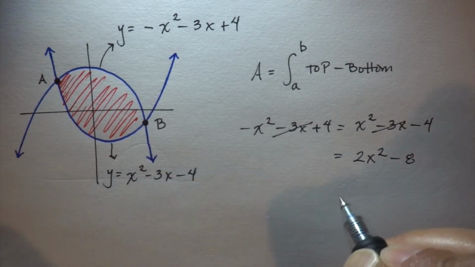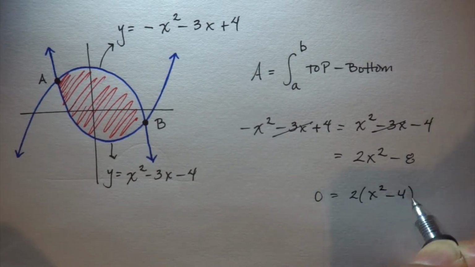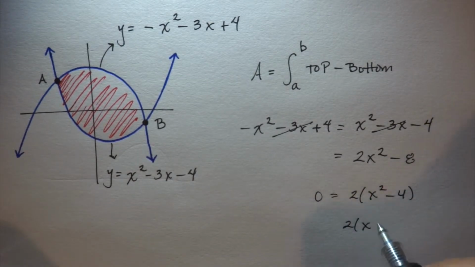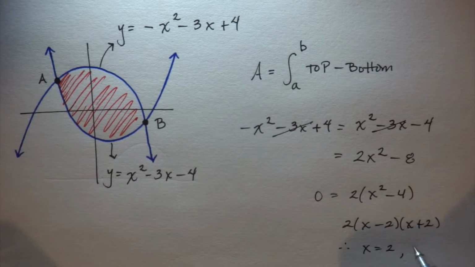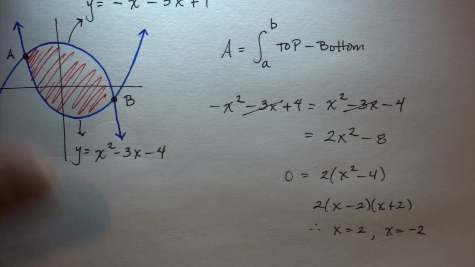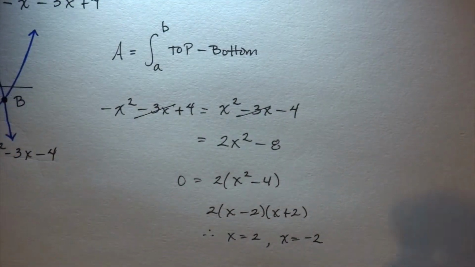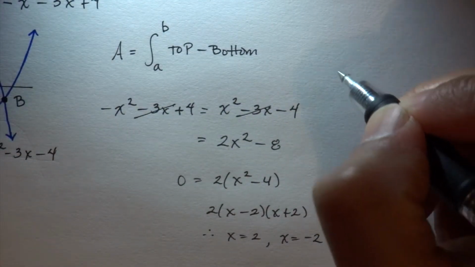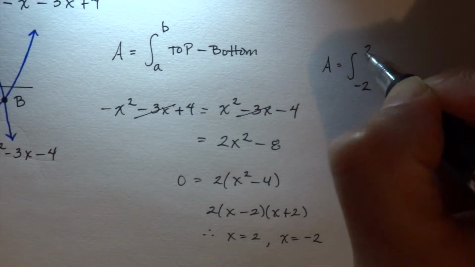I can factor out a 2, which gives me x squared minus 4. Factoring that, x minus 2 times x plus 2. Therefore, x is equal to positive 2 and x is equal to negative 2. Those are my limits of integration. As I continue to solve this one, my area is the integral from negative 2 to positive 2.